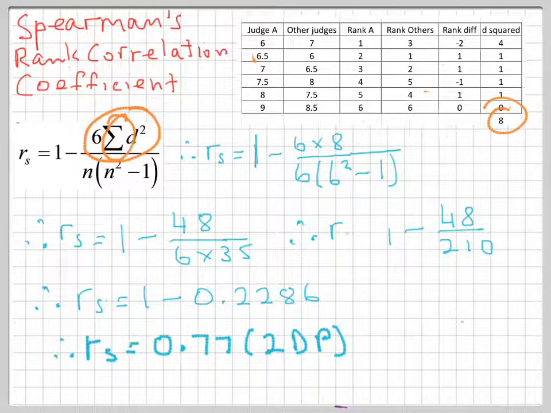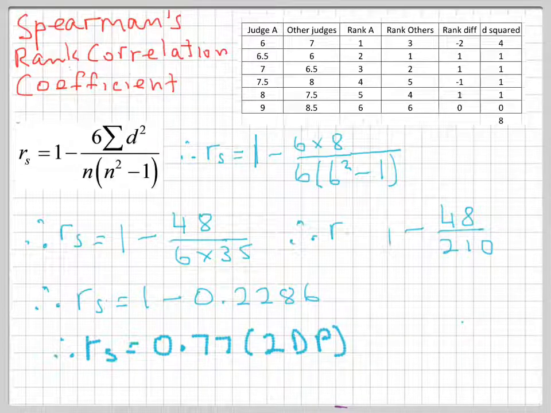And so now we're ready to use the formula, noting that the value of n is 6. Why 6? Because n means the number of pairs of scores, and there were 6 pairs. You can tell that from the first column, that there were 6 scores. So using our formula, we would firstly go 1 minus 6 times 8, because as we've seen, the sum of the d squareds is 8, and that's all over 6, because n was 6, the number of competitors, bracket 6 squared minus 1. That gets us to this stage here.